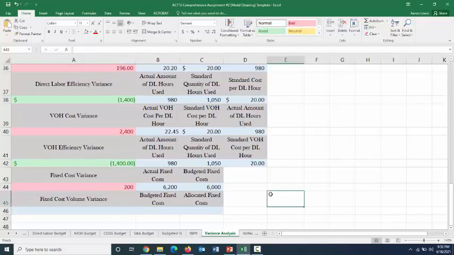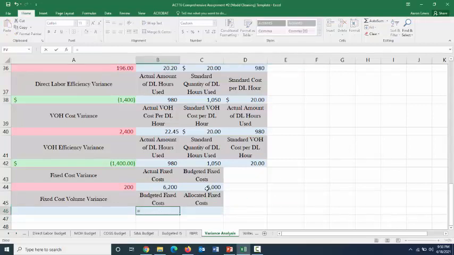And then our last one is our fixed cost volume variance. For this, we find the difference between our budgeted fixed costs and our allocated fixed costs. Our budgeted fixed costs we just had, $6,000. We just took that from our flex budget performance report.